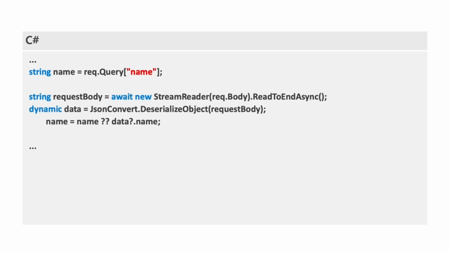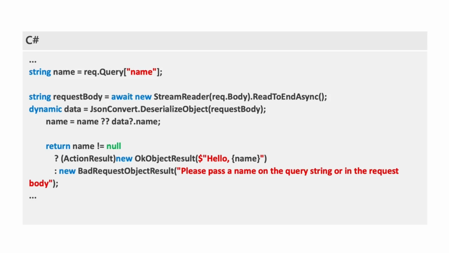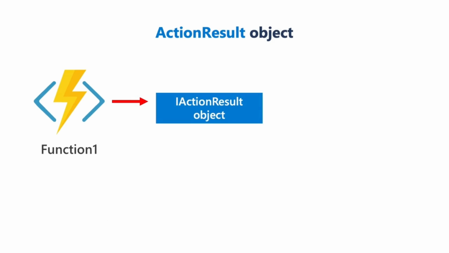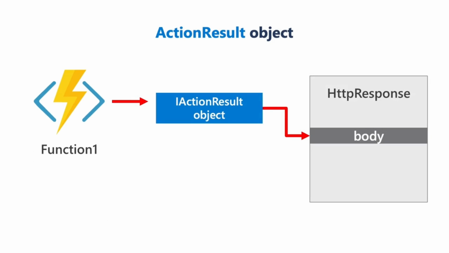The code also uses a stream reader to deserialize the body of the request and attempts to read the value of a property also called name from the request. If name is found either in the query string or the body of the request, it's returned in the response. Otherwise, the function generates an error response with the message, "Please pass a name on the query string or the request body." The function returns a value containing any output data and results wrapped in an IActionResult object. The value is returned in the body of the HTTP response for the request.